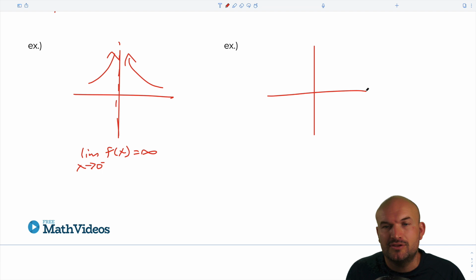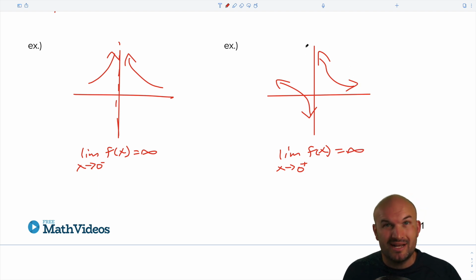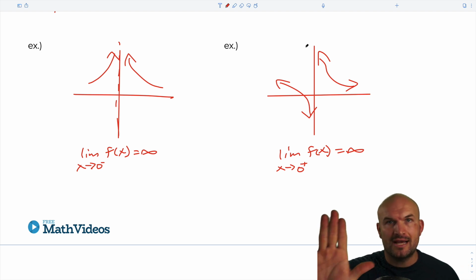So if we look at another example here, let's say this one's going this way and this one's going to the right. We could say the limit as x approaches 0 from the right of my function f of x is going to infinity. A lot of times what we use is the hand trick. As you're looking at this, you put up your hand and carry it from the left, or carry your hand from the right.